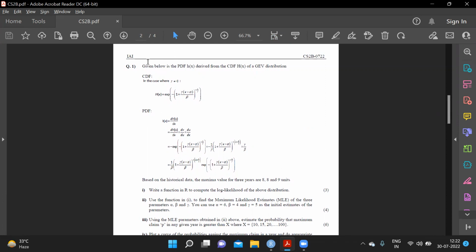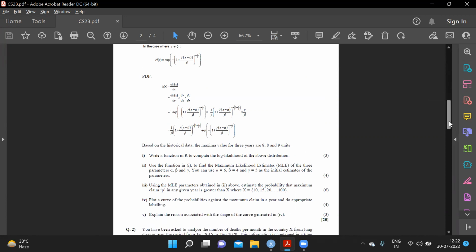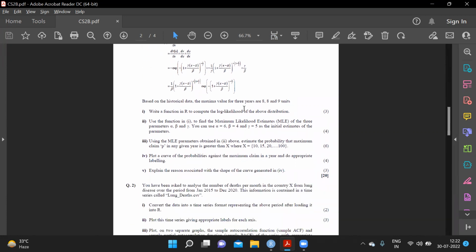Starting from question 1, the PDF of a GEV distribution is already given to us, where the CDF is this and the PDF is this. Based on historical data, the maxima values for 3 years of data, 8, 8, 9, are also given. Write a function in R to compute the log likelihood of the above distribution.